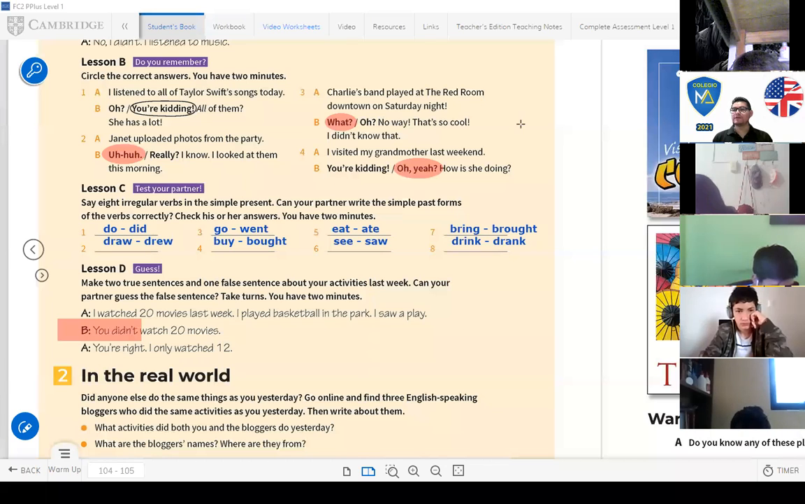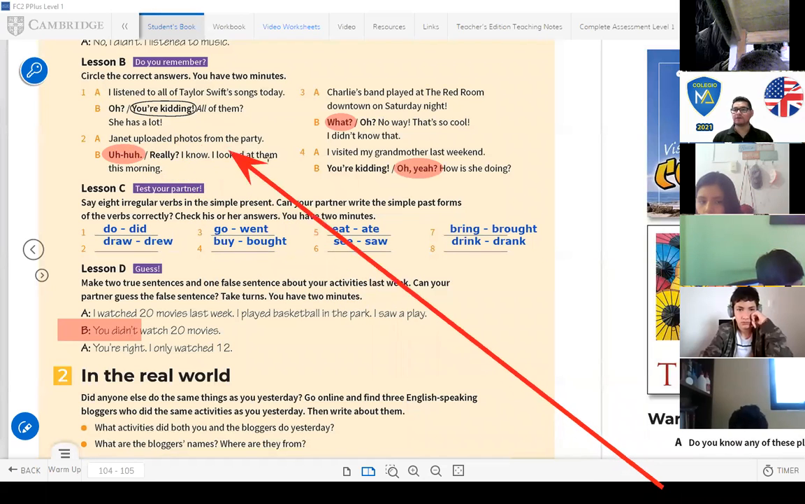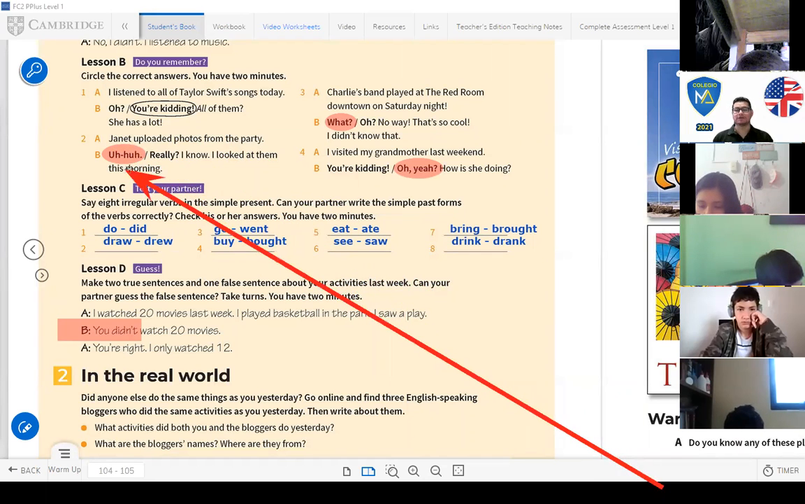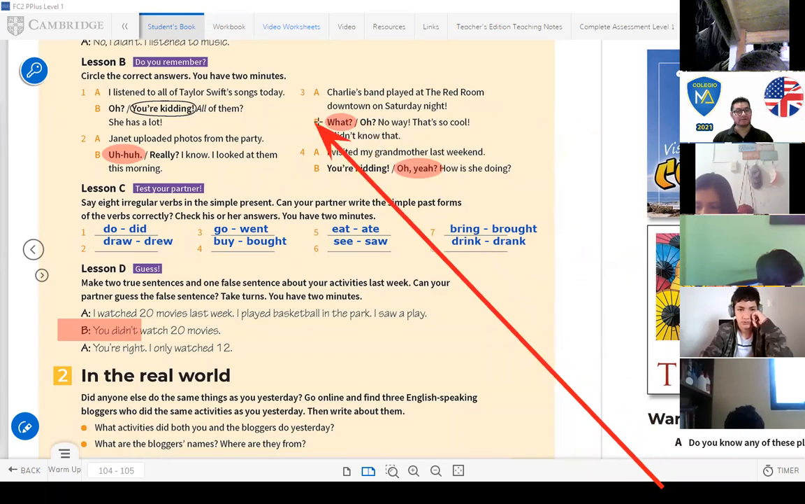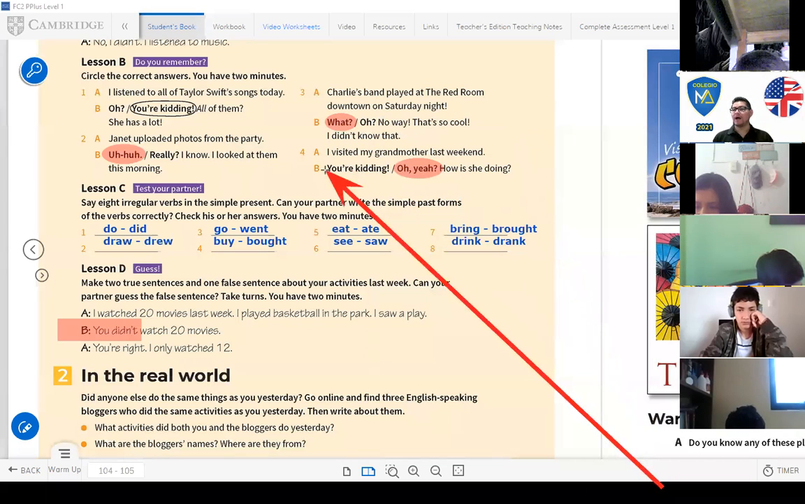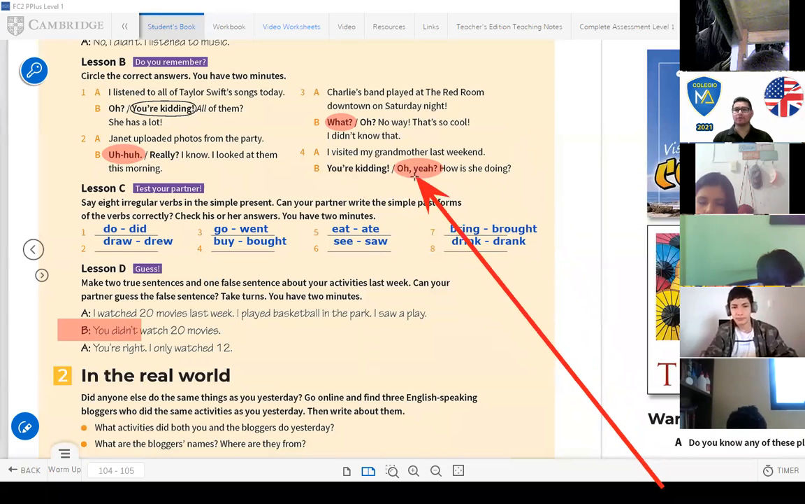Okay, well, students, in this wrap up part, I have the answers for some activities. For example, in this part, Janet uploaded photos from the party. The answer is, right? Charlie's band played at the Road Room downtown on Saturday. The answer is what? I visited my grandmother last weekend, and the answer is, oh yeah, no?